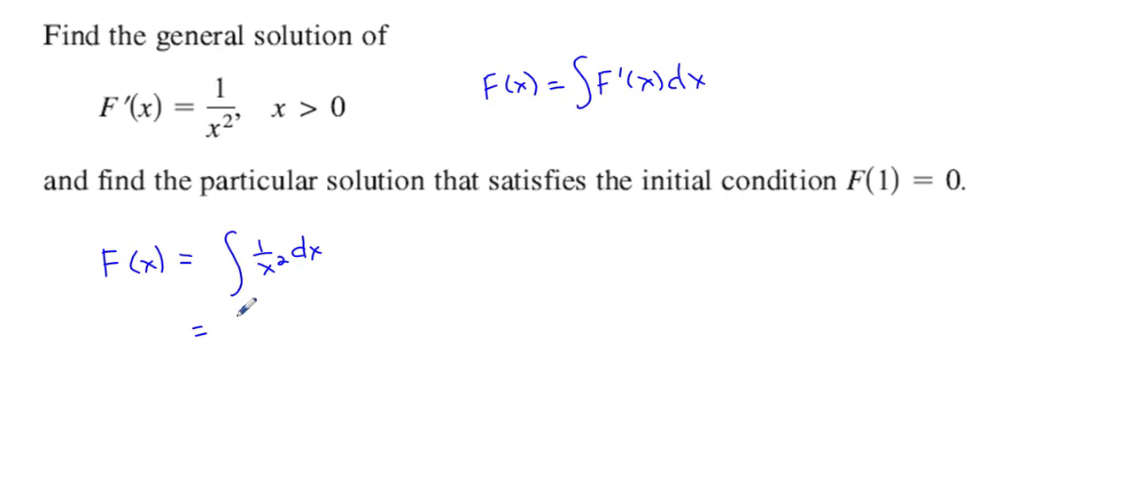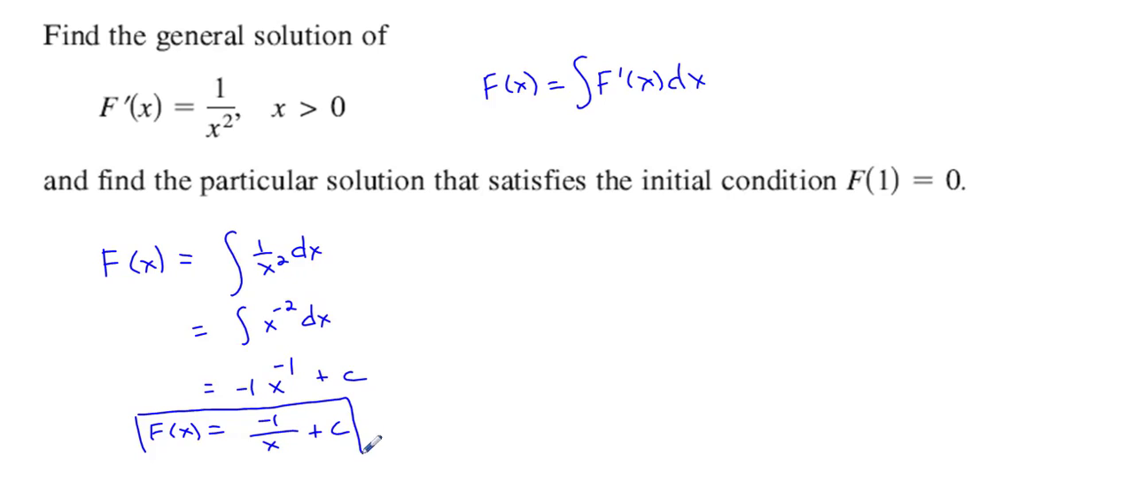Obviously, a rewrite is in need. X to the negative 2 power. Okay, what's the antiderivative of x to the negative 2 power? Okay, x to the, add 1 to your power, and you get negative 1. Divide by negative 1 plus c. Rewrite this so we don't have any negative powers, and capital F of x is equal to negative 1 over x plus c. And this, my friends, is the general solution.